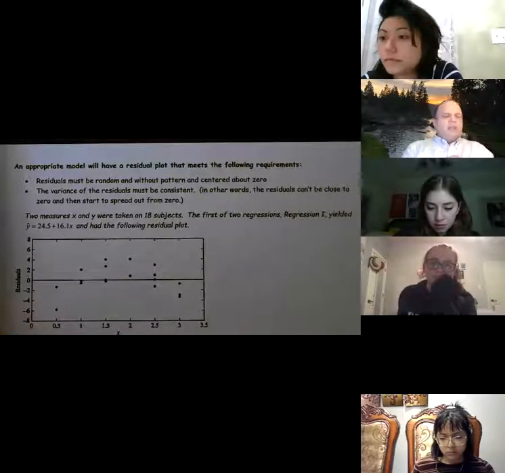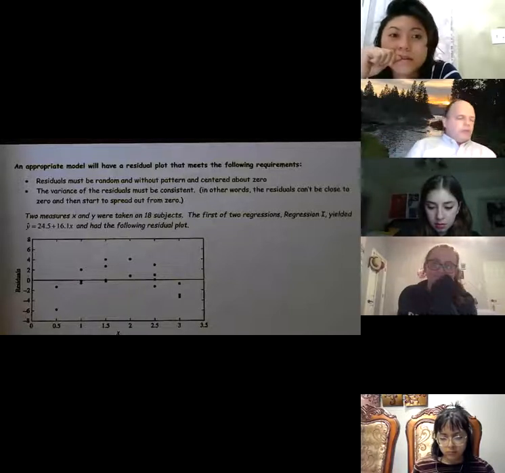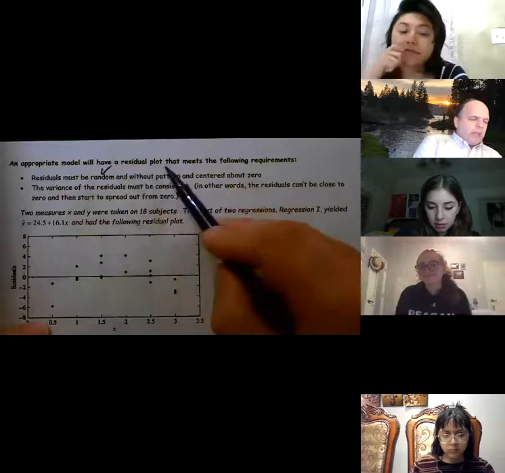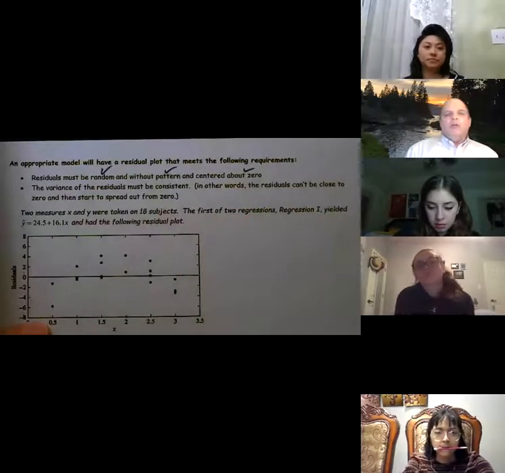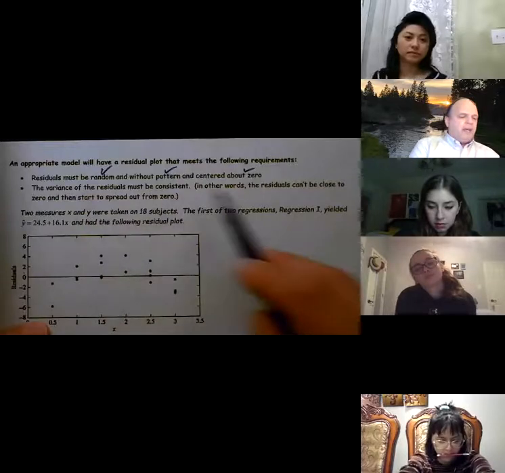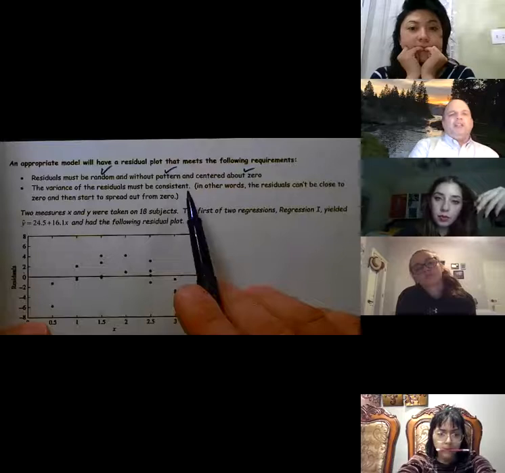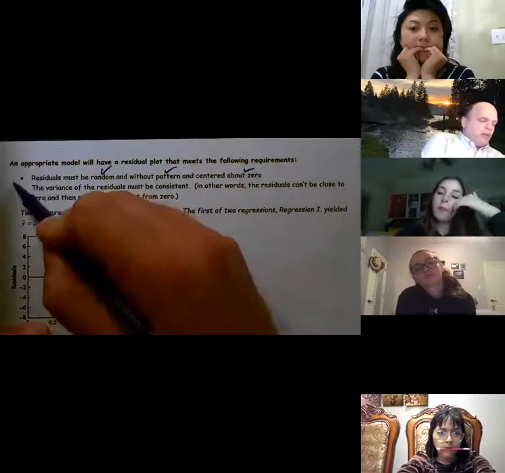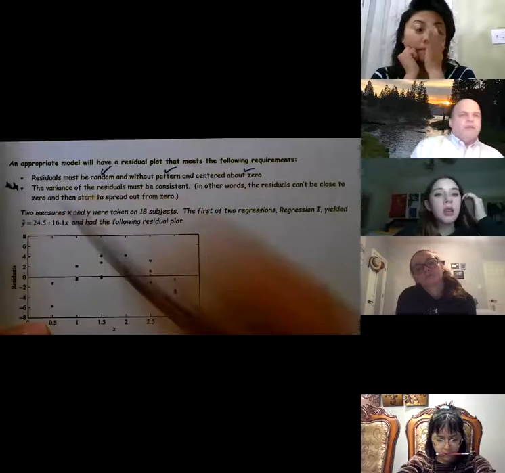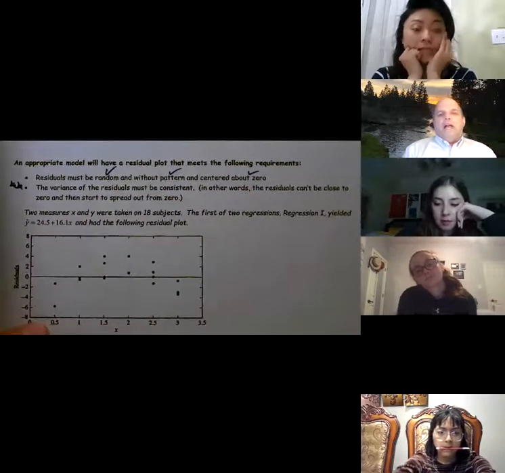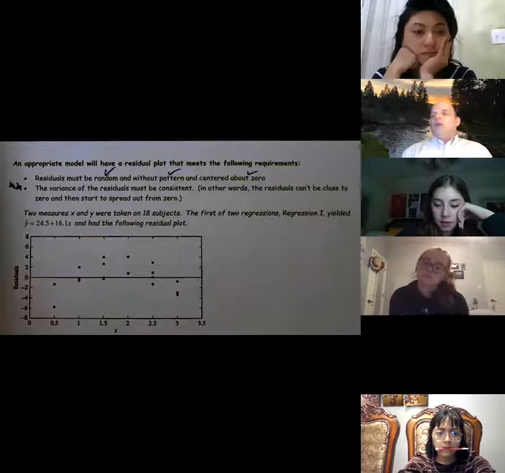All right. We've already said that an appropriate model will have a residual plot that meets these requirements. And by the way, pay attention to these. Residuals must be random, without pattern, and centered about 0. And the variance of the residuals must be consistent. This is kind of something new for College Board. They're specifically wanting to know that, and something we're going to need to add to our note spiral. So the variance of the residuals must be consistent.